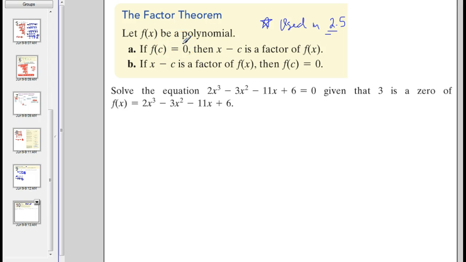What plugs in gives me a 0? Alright, so let me show you what we're talking about here. I'm trying to come up with the solution to this. This is a cubic. Now we've got 1, 2, 3, 4 terms. So in the last section, I would say, all right, let's factor this by grouping because we've got 4 terms.